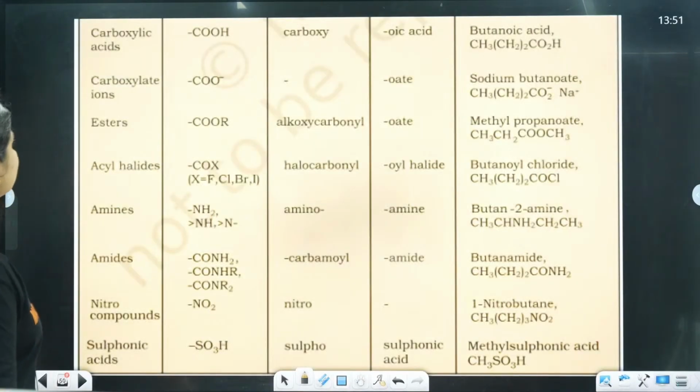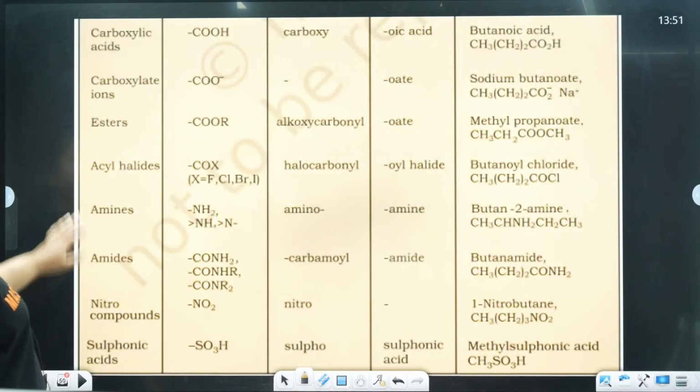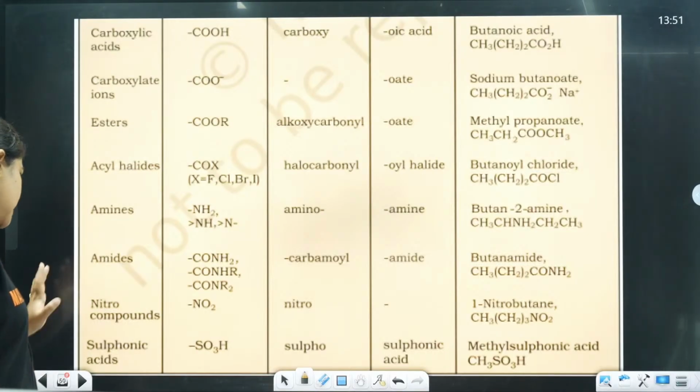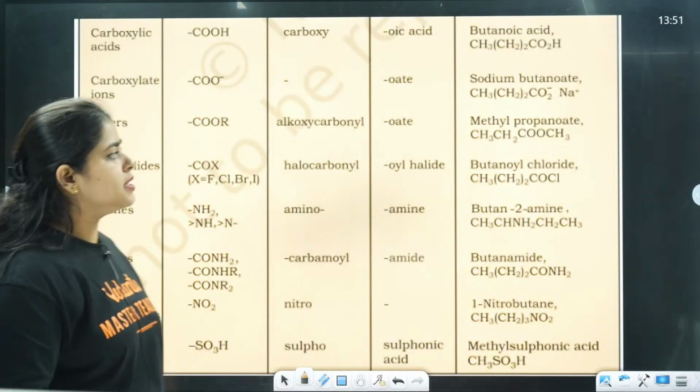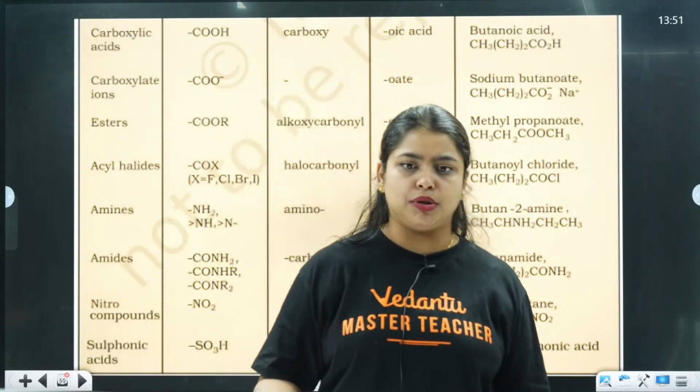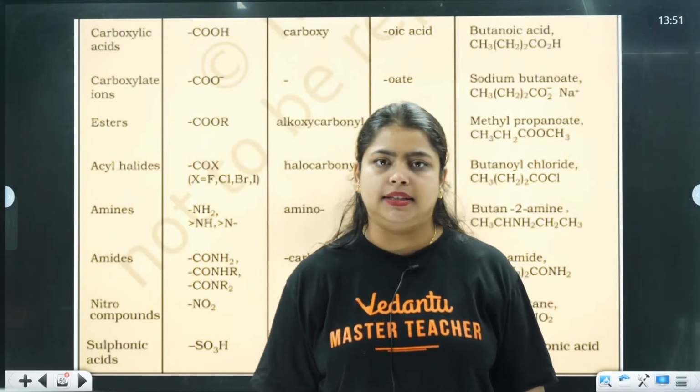Okay, let's move to the next part, that is carboxylic acids, carboxylate ions, esters, acyl halides, amines, amides, nitro compounds and sulfonic acids. Clear? This much you people understand. These are the few examples. So this box is very important; if you keep the box in mind, you can use it as a prefix or a suffix, and it becomes easy to understand.